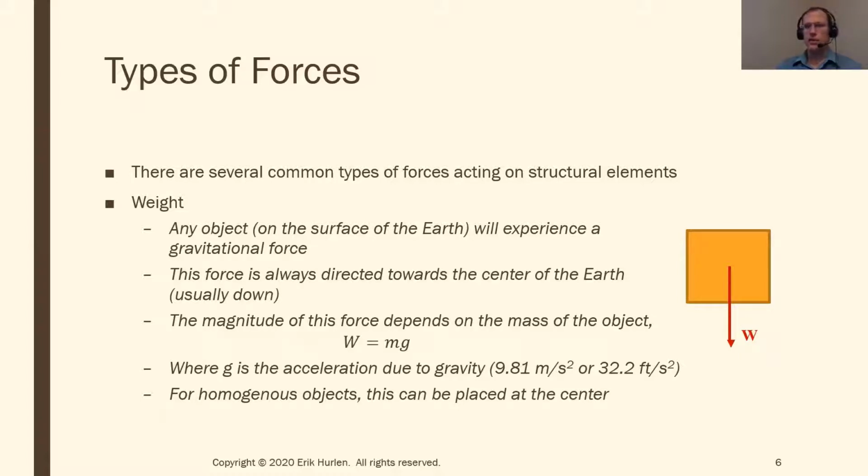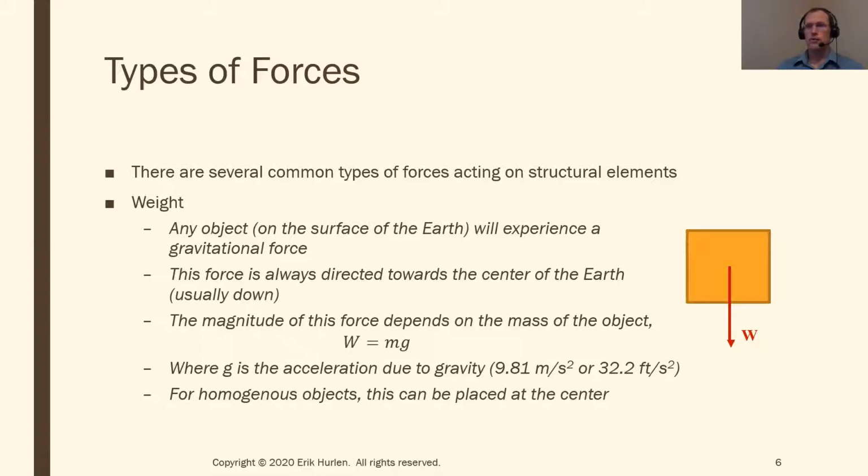So gravity, also weight of the object, same thing as the gravitational force. That weight is just mass times g, so g being either 9.81 or 32.2, depending on whether we're in SI or US units. And then just the mass of the object times that value gives us its weight. The weight always officially goes towards the center of the Earth. For our purposes, we're going to call that down because we usually deal with small enough objects that the center of the Earth is just down from us. So weight generally goes down.